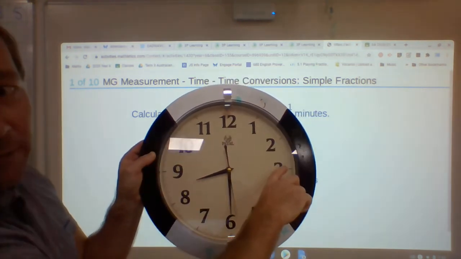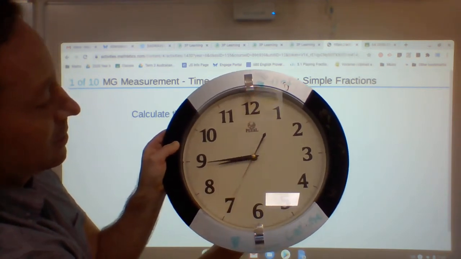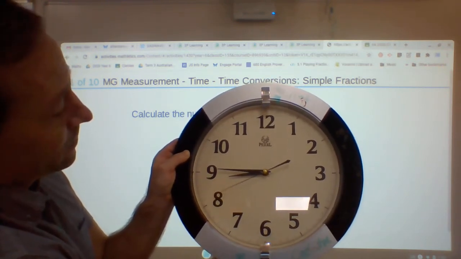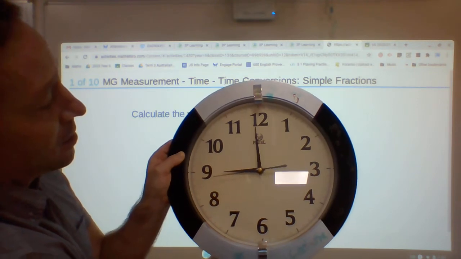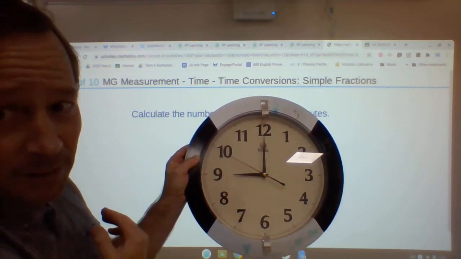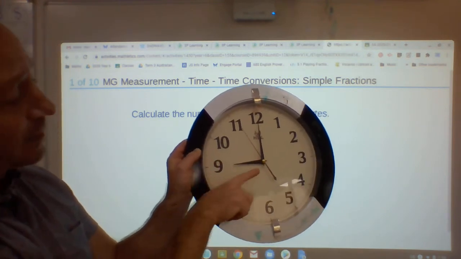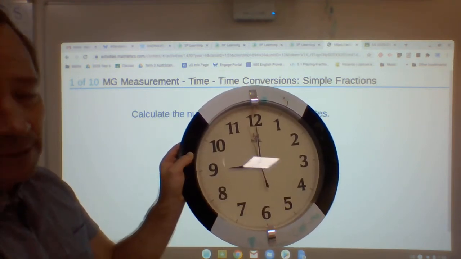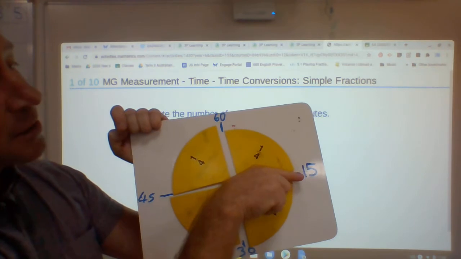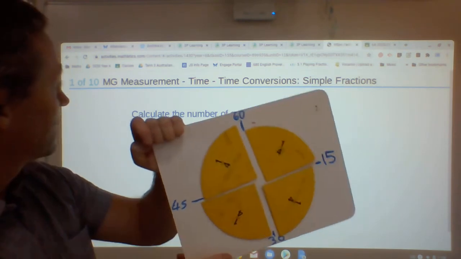That's 15, so this will be 15. 15 plus 15 is 30. And if it continues around on its path, it gets to the 9, that's travelled 45 minutes. There's one whole lap of this circle, 60 minutes. 60 minutes make one whole hour. And you'll notice the hour hand has moved from the 8 to the 9. So basically, with fractions, every 15 minutes, it's travelled a quarter of the way around the circle.